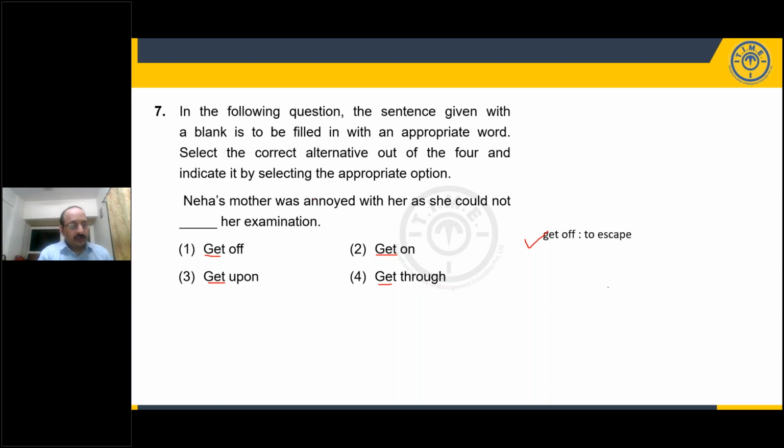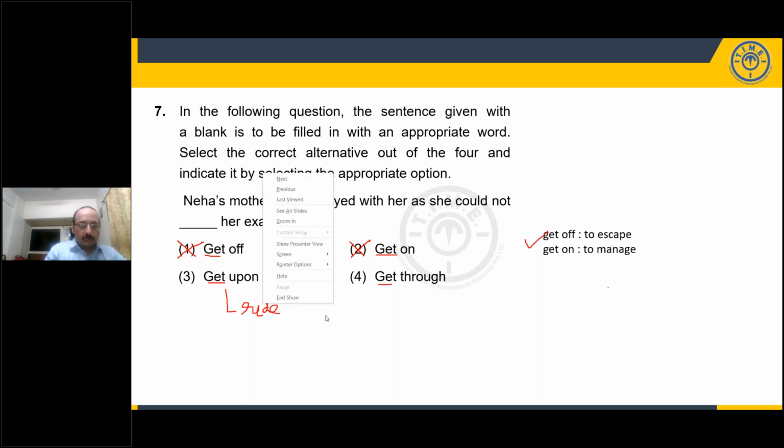So that would not work in this case. I'm not talking about escaping the exam. So one gets eliminated. To get on is to manage. So if Neha were able to get on with her exam, her mother would not be annoyed. She would be happy with her. So 2 gets eliminated. Get upon is to ride something, like I got upon the horse. So that wouldn't work. You are not riding the exam or something.